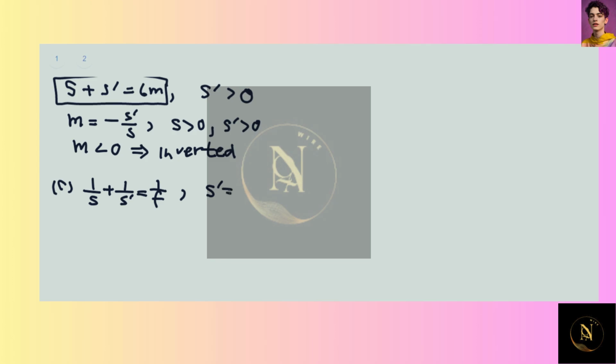S prime is equal to 6 meters minus S. And that's 6 meters minus 0.074 meters, which gives me an S prime of 5.93 meters.